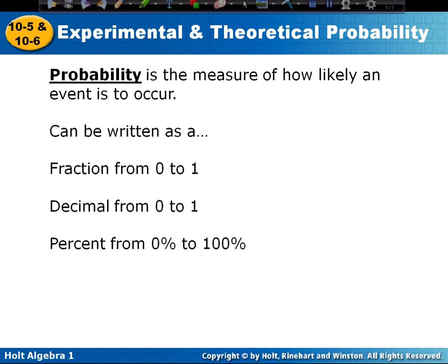Probability is a measure of how likely an event is to occur. All right, I want you to write down the definition for probability. It says probability is the measure of how likely an event is to occur. So I do want you to write that down. You do not have to write down the rest of the information there, but just pay attention. So I tell you that it can be written as a fraction from 0 to 1, a decimal from 0 to 1, a percent from 0% to 100%. And again, on this slide, I need you to get down that probability is the measure of how likely an event is to occur, and have that down before you move on.